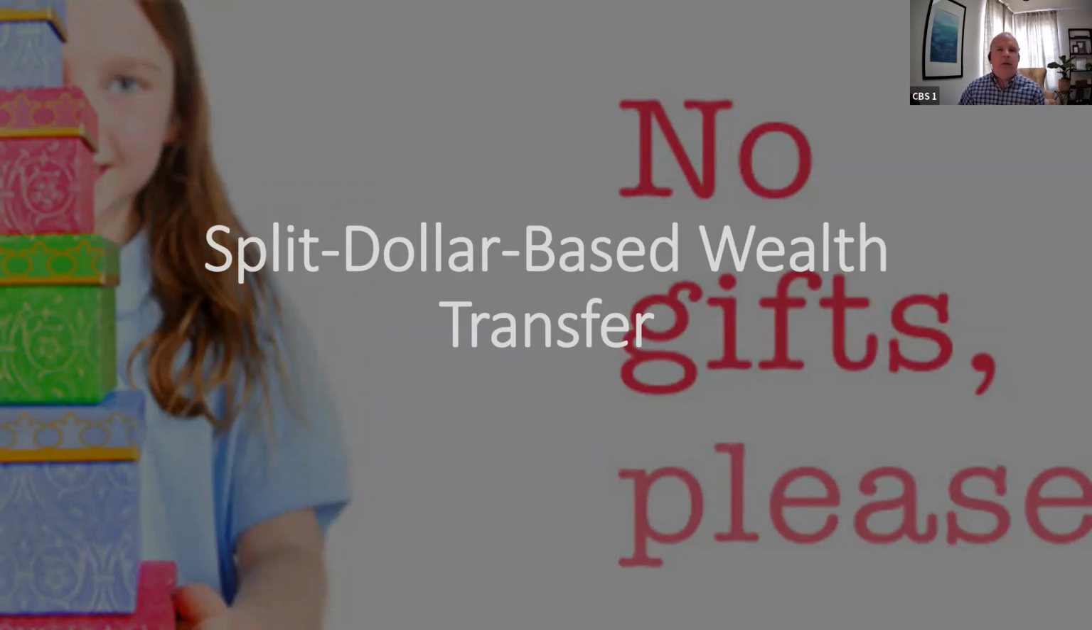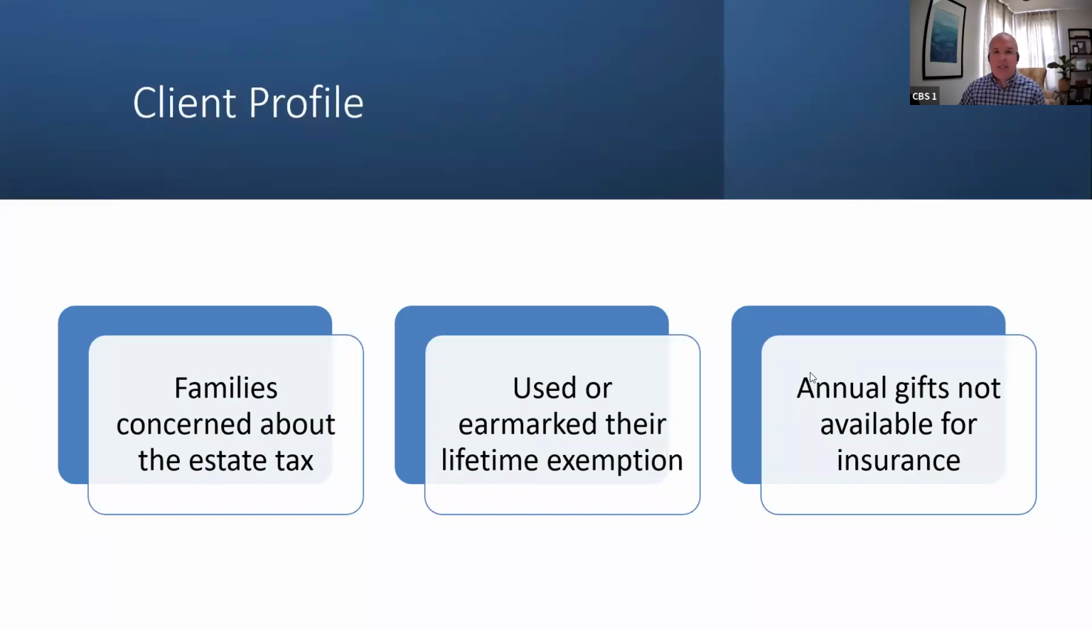This week, we're going to continue our discussion about how to position life insurance and pay for life insurance, navigating gift taxes for families that have already used their lifetime exemption. So families that are concerned about the estate tax have used or earmarked their lifetime exemption, but they're still going to be facing an estate tax and they need insurance to cover it, but they don't have the gifting capacity. Annual gifts just aren't going to cut it due to the size of the premium.